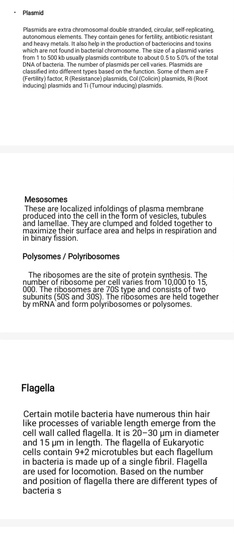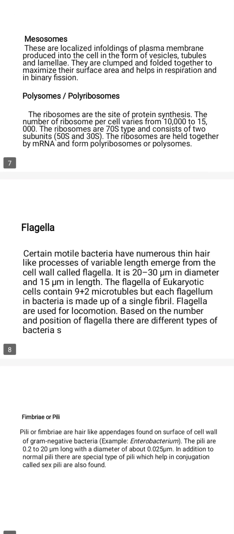And next to the mesosome, there is the presence of polysomes or polyribosomes. Poly means many ribosomes. The ribosomes are the site of protein synthesis, and the number of ribosomes per cell varies from 10,000 to 15,000. The ribosomes are 70S type and consist of two subunits, that is 50S and 30S. The ribosomes are held together by mRNA and form polyribosomes or polysomes. Okay, so 70S type of ribosomes are present in the bacterial cell, and ribosomes are the site of protein synthesis.